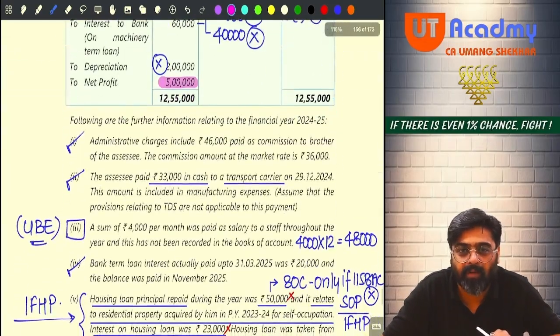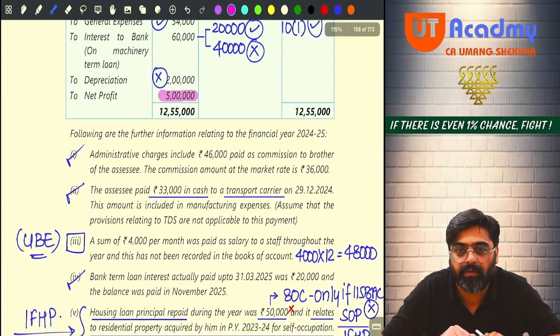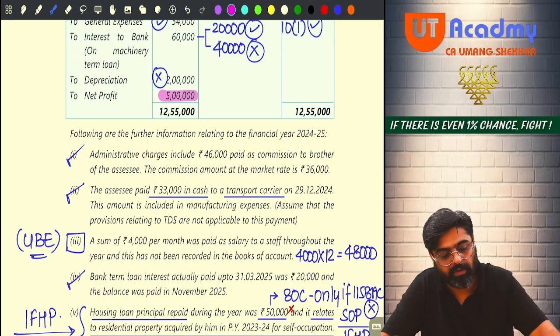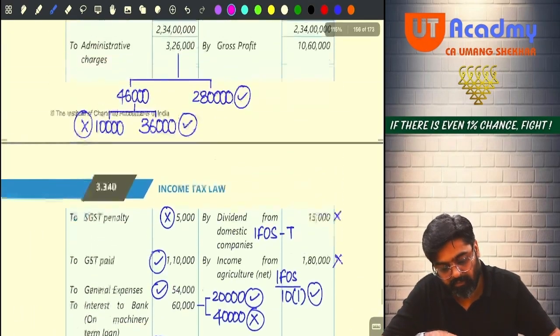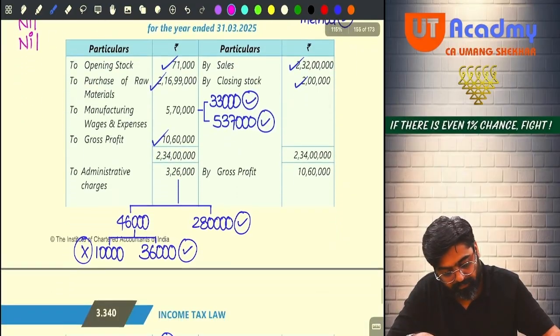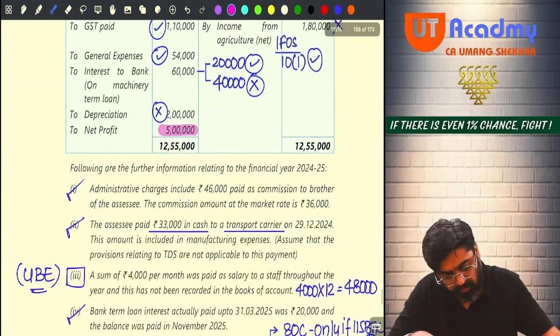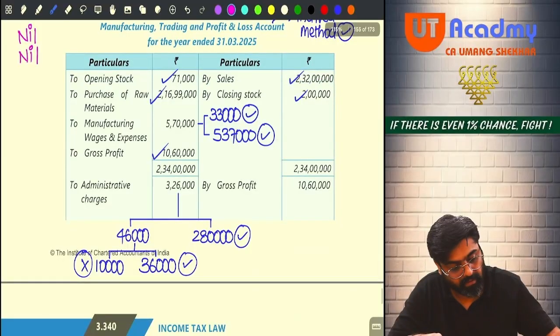On your calculator, what will you take? 50,000 as net profit first. So you will take 50,000. In that 50,000, start adding. 50,000, it is 5 lakhs. Sorry, 5 lakhs.